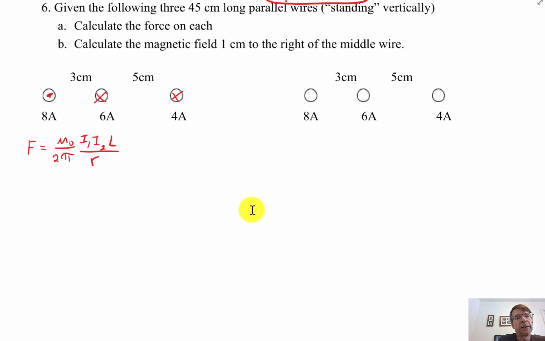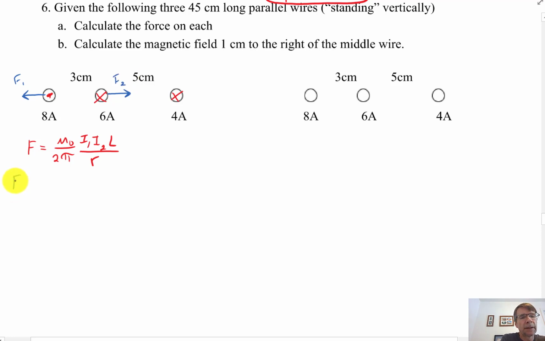I'll do these in pairs. So the 8 amp wire and the 6 amp wire, they have currents in the opposite direction. One's towards the floor, one's towards the ceiling. Opposite means they repel each other. So to show that, I'm going to call that F1 and F2. They repel. Doesn't matter which one you call F1, F2.